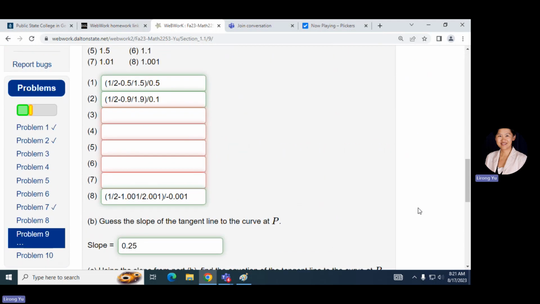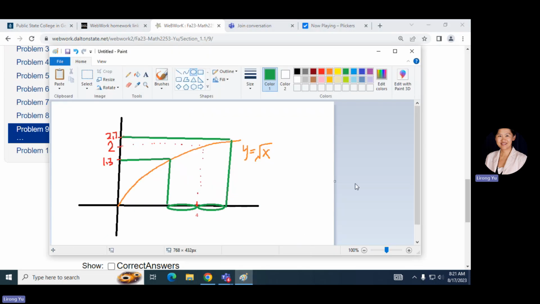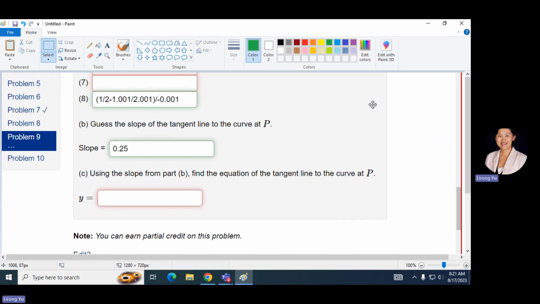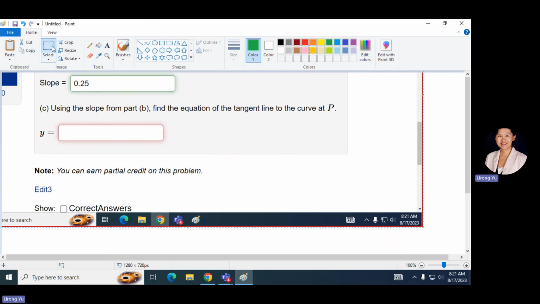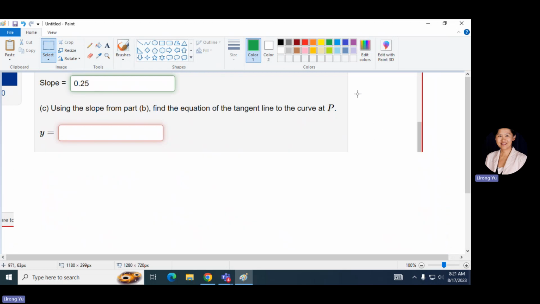The last one says using the slope from B. So we have the slope. All we have to do is find the tangent line. The tangent line is still an equation of a line. So if you are trying to calculate the tangent line, we're probably going to talk about how to determine the equation of a line. Any equation can be determined by two factors.